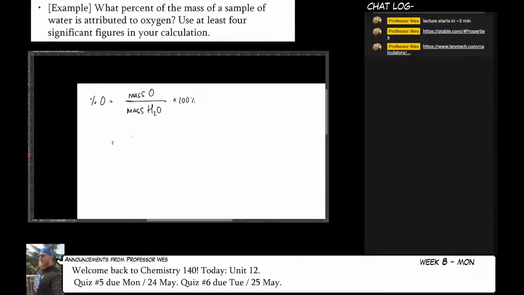And for oxygen, that is, according to the periodic table, 15.999, so I'm just going to write 16.00, divided by the mass of water. And I could type that into Lentech. I just happen to have it memorized, so I'm not going to spend time doing that. These units cancel out. Times 100%. And I get 88.79% oxygen.